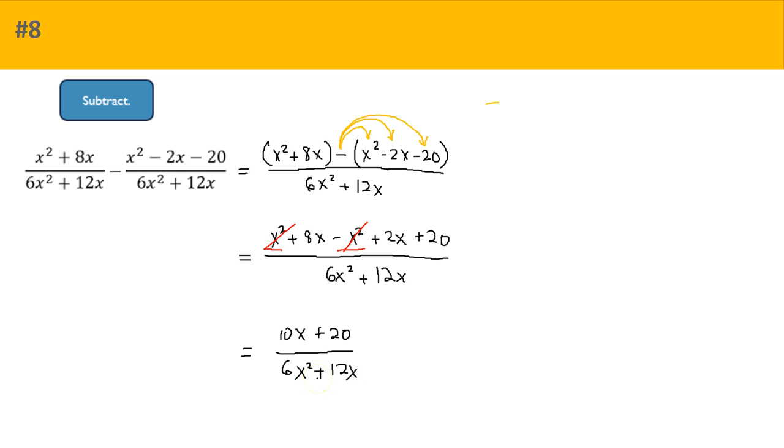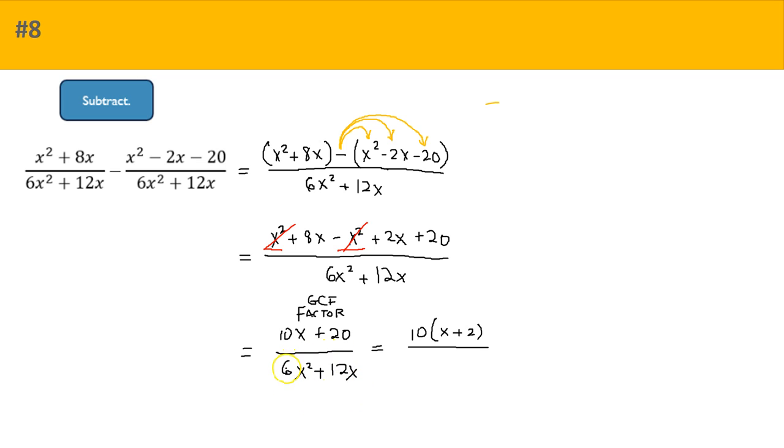All right, so this is pretty much the answer, but let's look and see if we can simplify first. So let's look at the numerator. In the numerator, it appears that we can factor the numerator. I'll be using the greatest common factor, GCF. So 10 is the greatest common factor, and we divide out 10, it'll leave me with x plus 2.